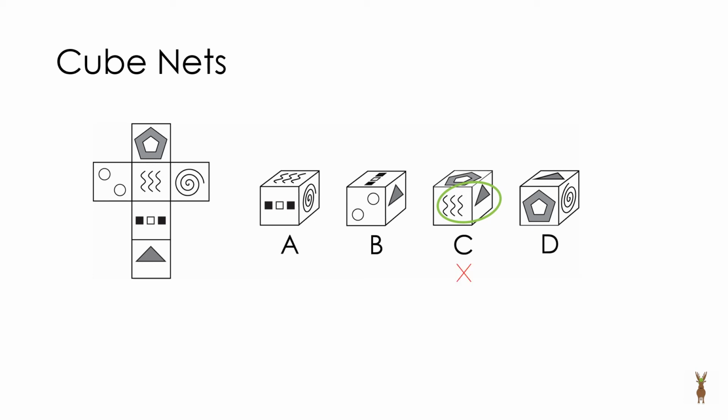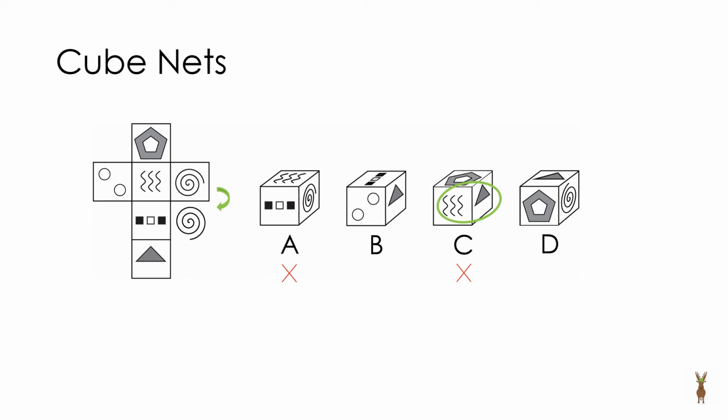Next, we look at option A. This is where you need to understand how faces rotate when the net is folded up. Looking at the net, when it is folded to make a cube, the spiral, the face on the right, rotates 90 degrees clockwise to meet the face with the 3 squares and becomes like this. If we look at option A, we see that the position of the spiral is incorrect, and so option A is not the right answer.